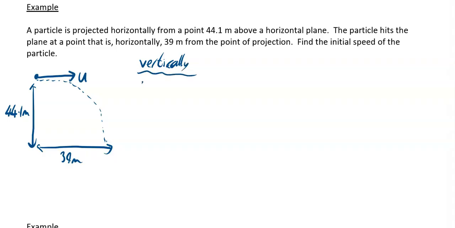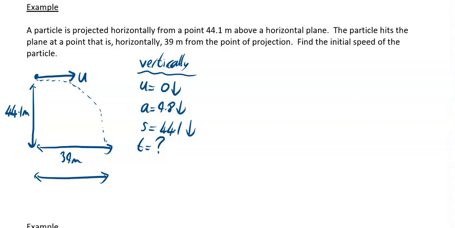So vertically, my initial speed vertically is 0. My acceleration is 9.8 downwards. My displacement is 44.1 downwards. And I want to find the time that it takes for it to go. Because if I can find the time that it takes, I can find the initial speed, because I know this is 39 meters horizontally, and if say I found the time was 10 seconds, then I could find my speed, because distance, remember, is equal to speed times time, so I can use these two things to find it. So that's why we're finding our time here.